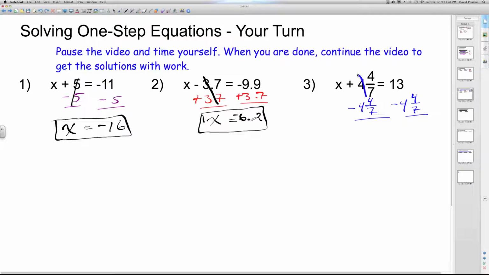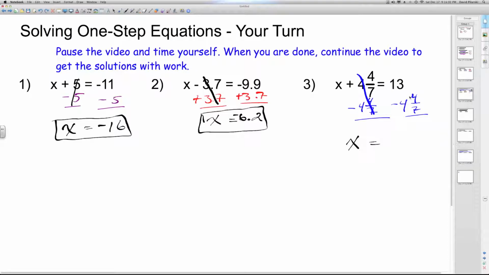On the left-hand side, these are opposite sign numbers. They cancel and isolate the variable x. Remember, that is the goal of solving equations, to isolate the variable x. On the right-hand side, we have to do a little math. 13 take away 4 and 4/7.